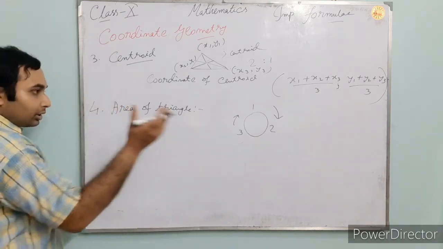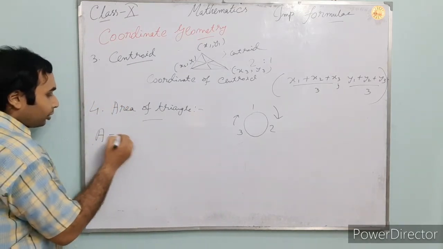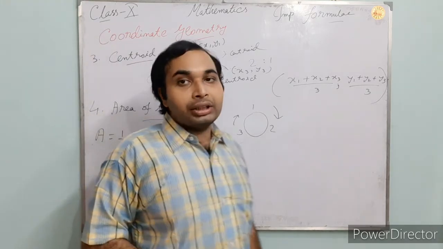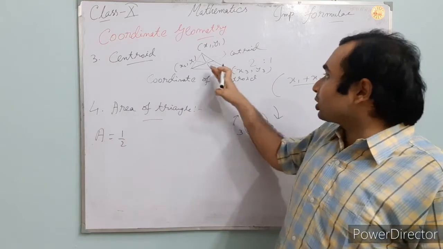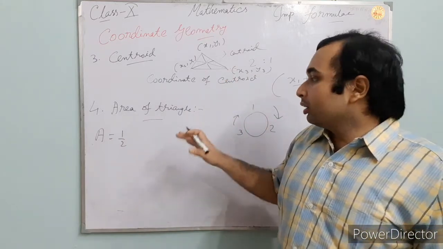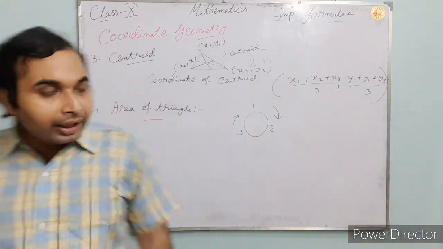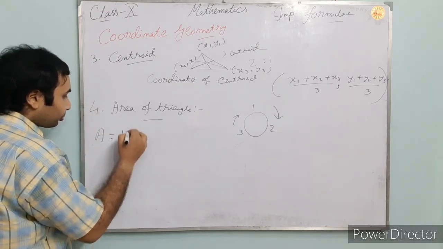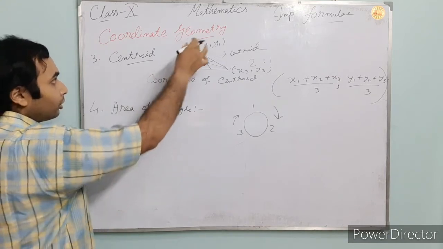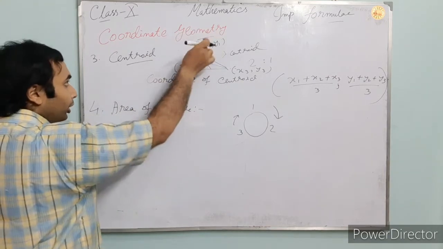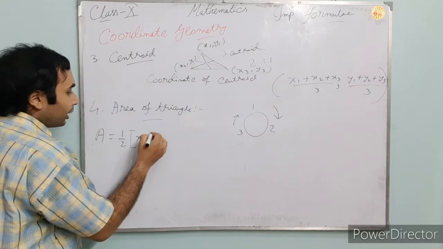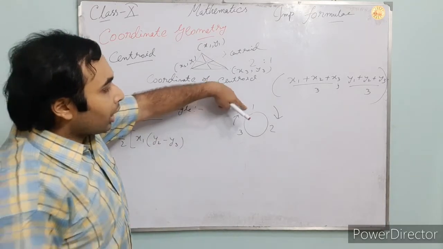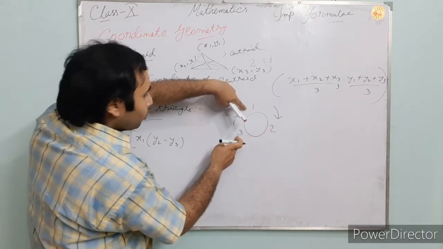Then I am writing now: area equals half. It is not half into base into height. Here no base or heights will be given, so you have to find the area in this process. Half, then x1, the number 1 point, we are taking the abscissa x1, then y2 minus y3.